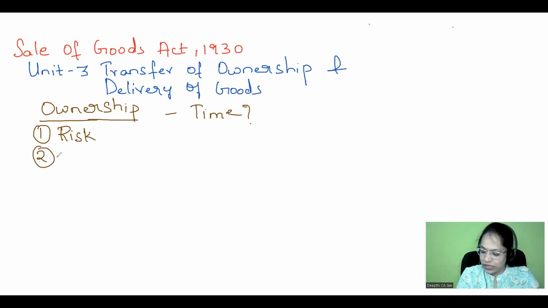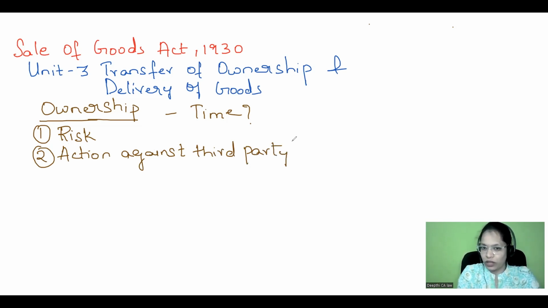And the next one is action against a third party. If your goods are in transit and because of some third party's negligence your goods got destroyed, then if I, being the buyer, am the owner of those goods, don't you think I can sue the third party and claim damages for the destruction of my goods? Right. So who is going to take that action, the buyer or the seller? That you want to know.